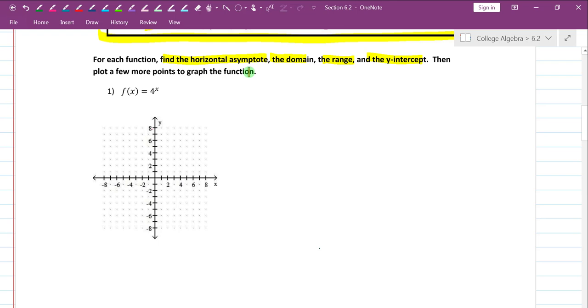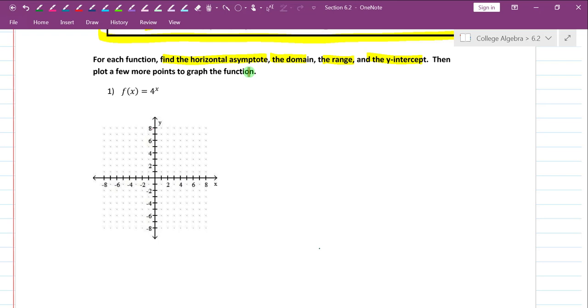Simply because when I grade your exams, what I'm interested in knowing is, do you have the general shape correct? Do you have it increasing or decreasing accordingly? Did you get the horizontal asymptote in the right position? And did you do the transformation on the y-intercept? Did you shift it to the right location? That is the one known point.